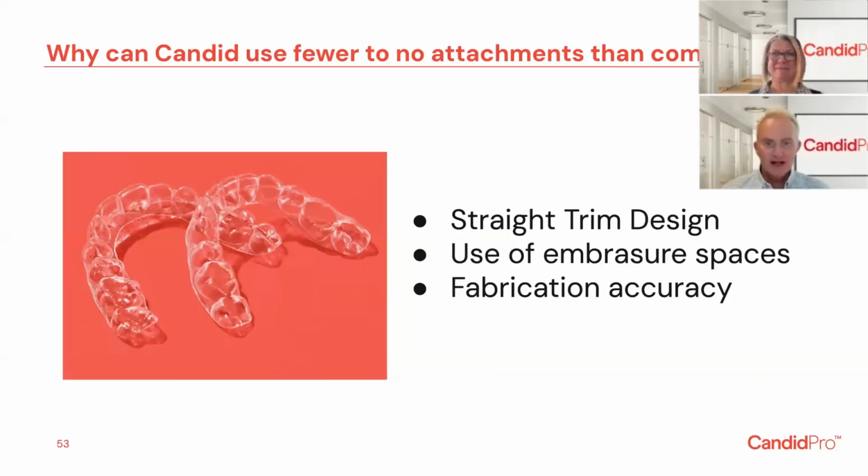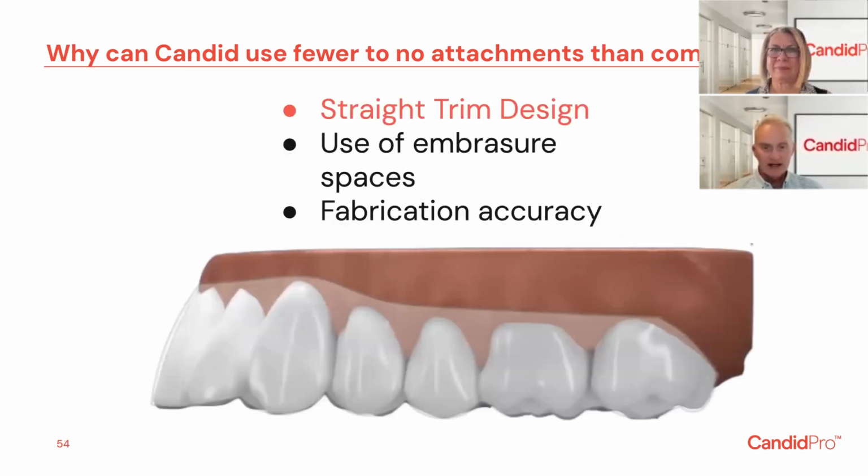And this is where Candid Pro really comes to play, because we have designed a straight trim design to allow us to gain more tooth surface area so that we can actually move the teeth with fewer attachments, as well as the fabrication accuracy of our aligners. We are able to get better adaptation so that we can get full contact of the aligner to the tooth.